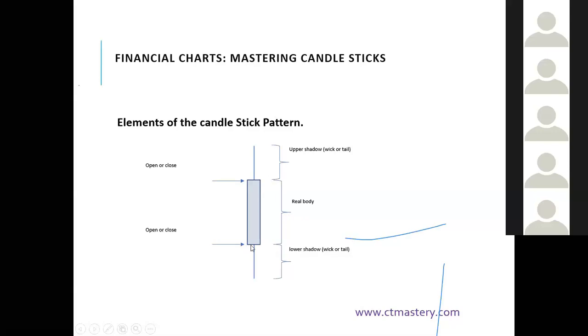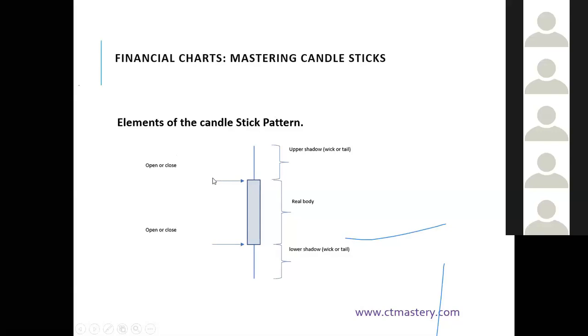So this point here is entry or exit. This point too is also entry or exit. Like I said, it can be open or close. That's why I wrote here open or close, open or close.